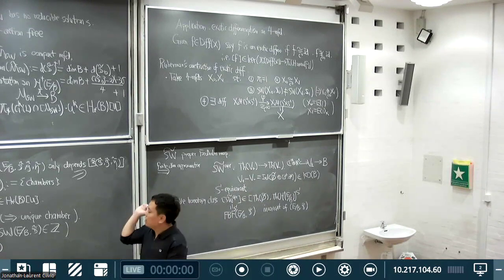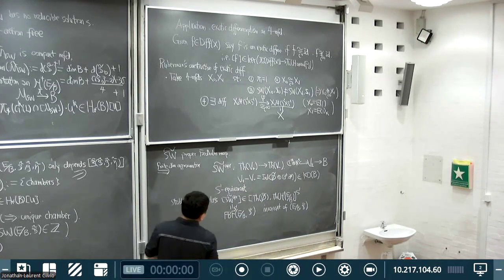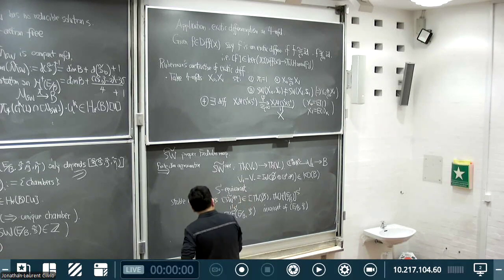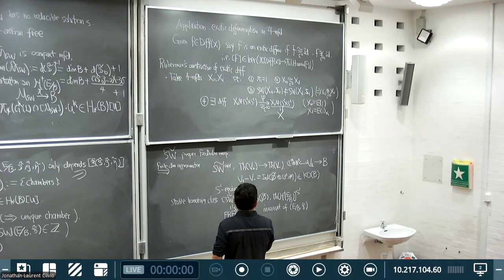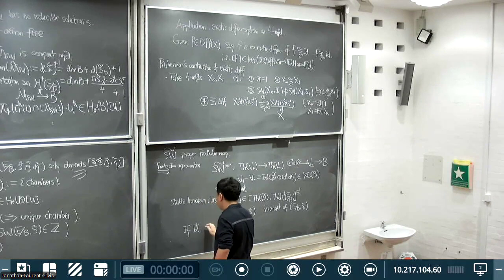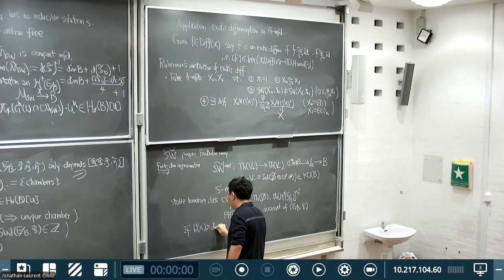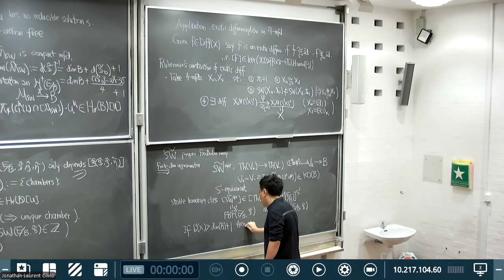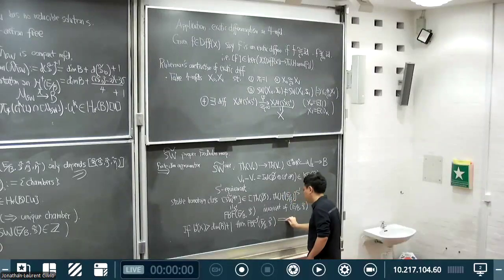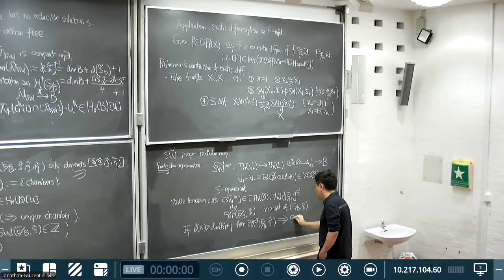Okay, let me just say that. If b plus of X is greater than the dimension of B plus 1, then the family Bauer-Furuta map recovers the family Seiberg-Witten invariant.